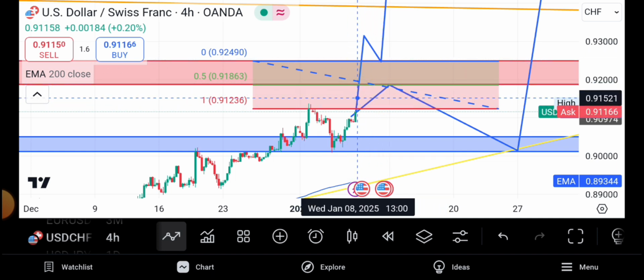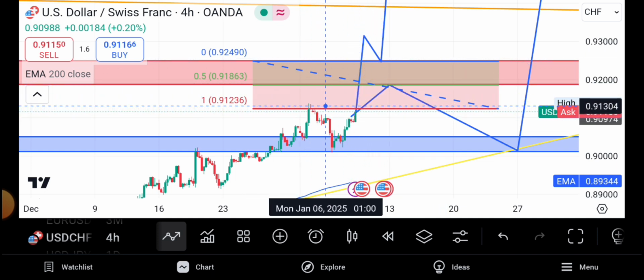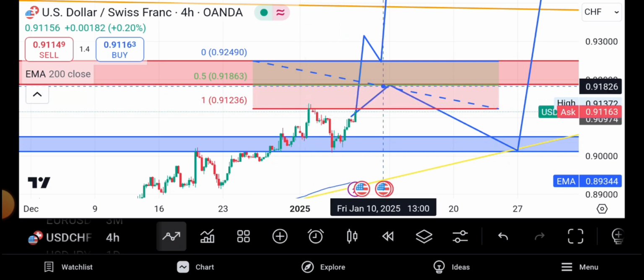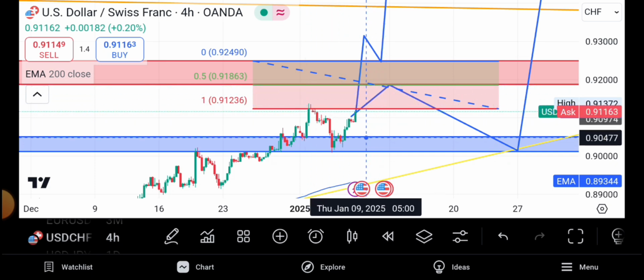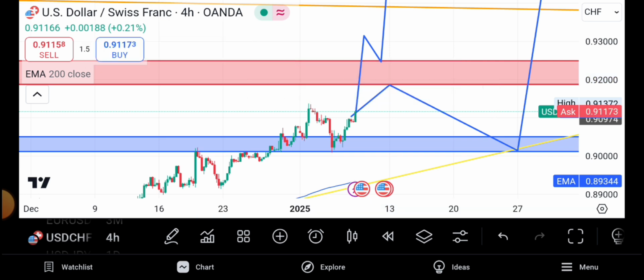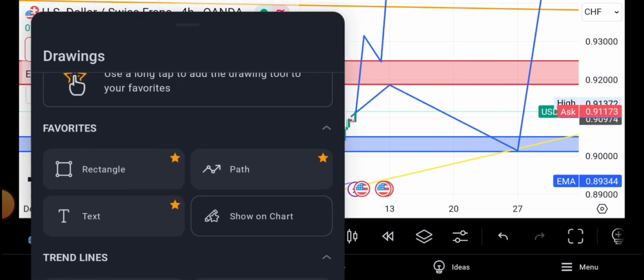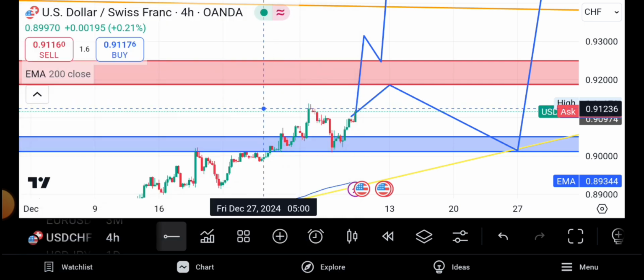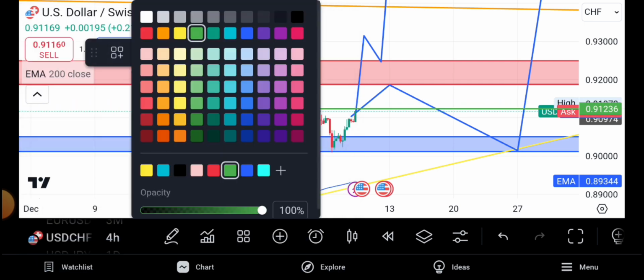So if you are an intraday trader, wait for this zone to be broken. Once it is broken, retest, then enter. So let me draw it for you for intraday traders. If you are an intraday trader, you shall wait for this zone to be broken.